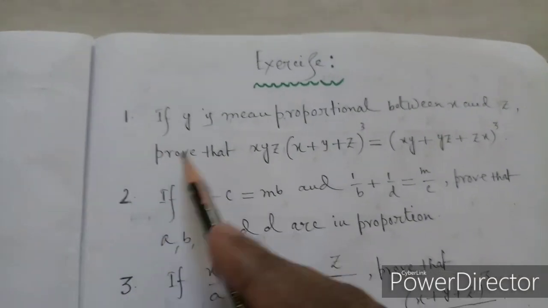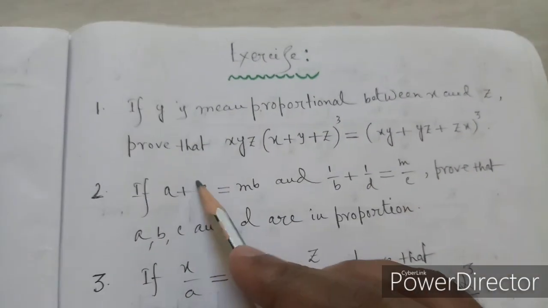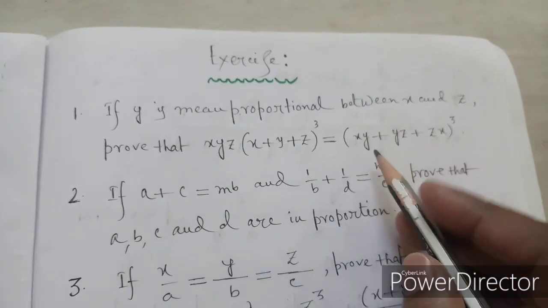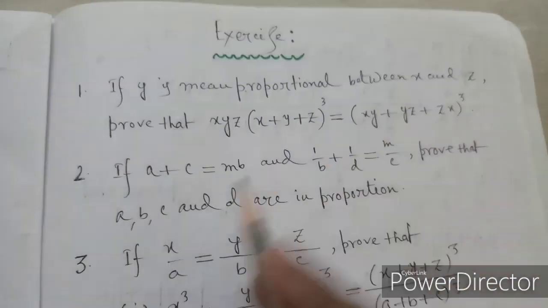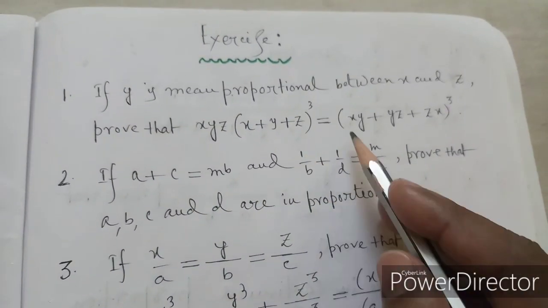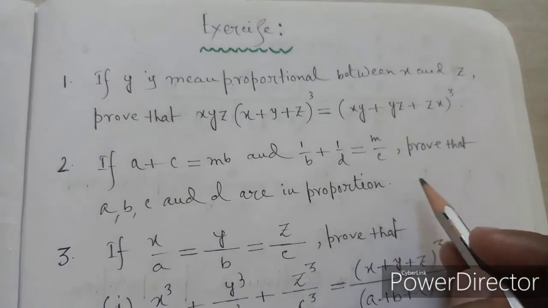Number 1 problem: if y is the mean proportional between x and z, prove that xyz times (x plus y plus z) whole cube is equal to (xy plus yz plus zx) whole to the power 3. Number 2: if a plus c equals mb and 1 by b plus 1 by d equals m by c, then prove that a, b, c, d are in proportion.